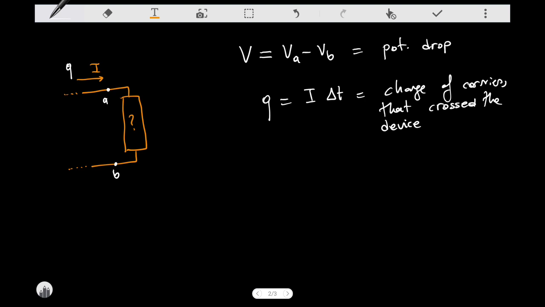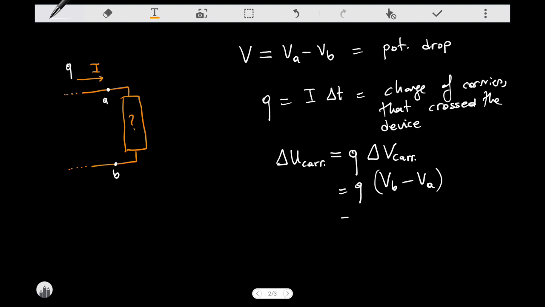As a result, the charge carrier has some potential energy. So let me write it down like this. This is the potential energy of the charge carriers. This can be written as charge multiplied by the change in the potential of the charge carriers. Since we know the potentials, this is basically the final potential minus the initial potential. So that's VB minus VA. And we have said that the potential drop is just the negative of that. So this is minus V. Therefore, this is equal to minus Q times V.